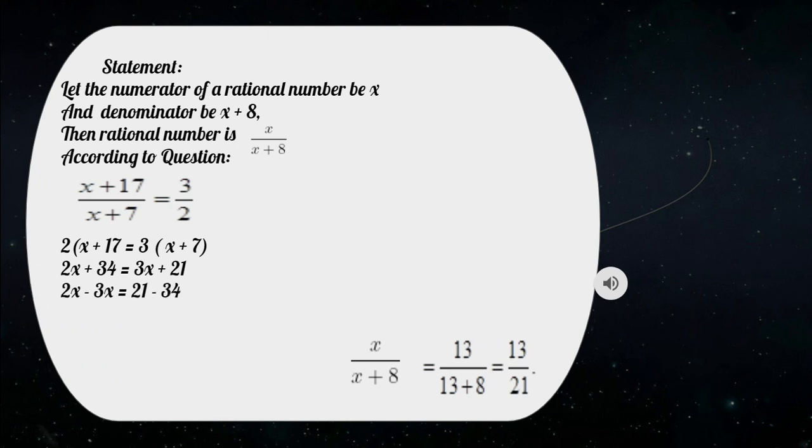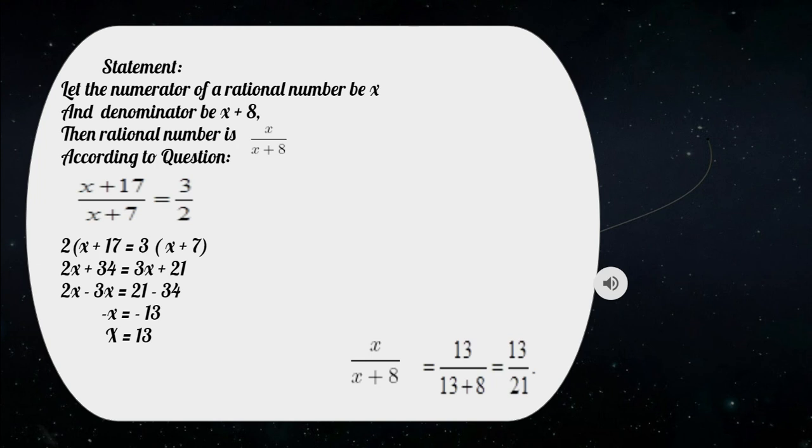Here 2 - 3 is -1, means -x is equal to 21 - 34. Different sign subtraction: 34 minus 21 is 13, then the sign will be minus. So -13. We can see both sides have a negative sign, so we can cancel it together. So the value of x is equal to 13.